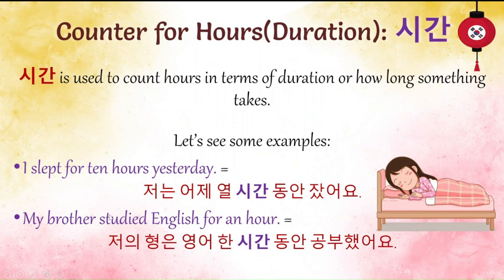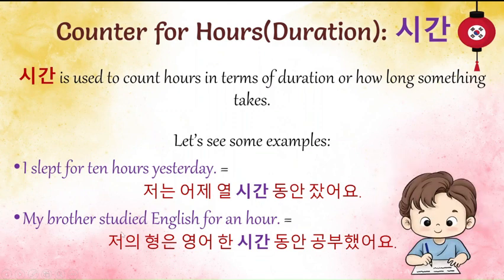Okay? Next example is my brother studied English for an hour. 저희 형은 영어 1시간 동안 공부했어요. Here, my brother is 저희 형은. 형 I have used in respect of the subject in the sentence being a man or male and he is referring to his elder brother, 형. Okay? English is 영어.